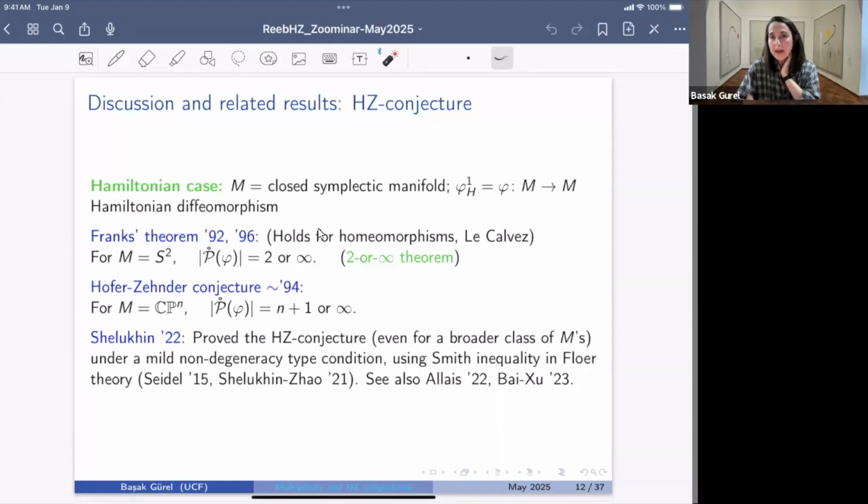And then we also have other proofs for CP^n, by Simonato, and more recently for toric manifolds, Bai and Shu also proved the Hofer-Zehnder conjecture about a year ago, using totally different methods like gauged linear sigma models, I believe.